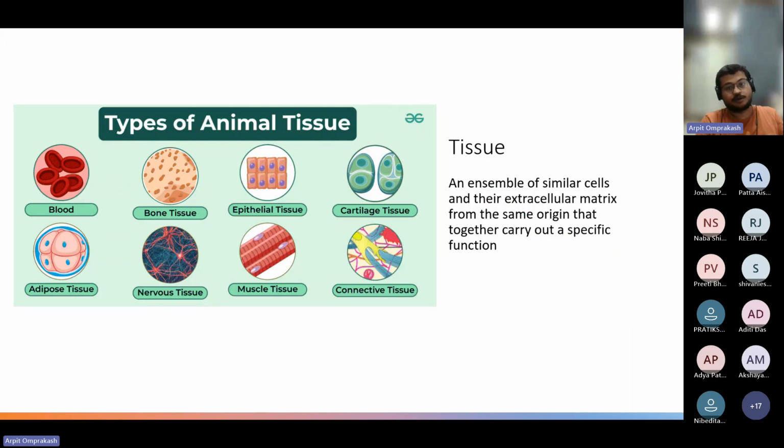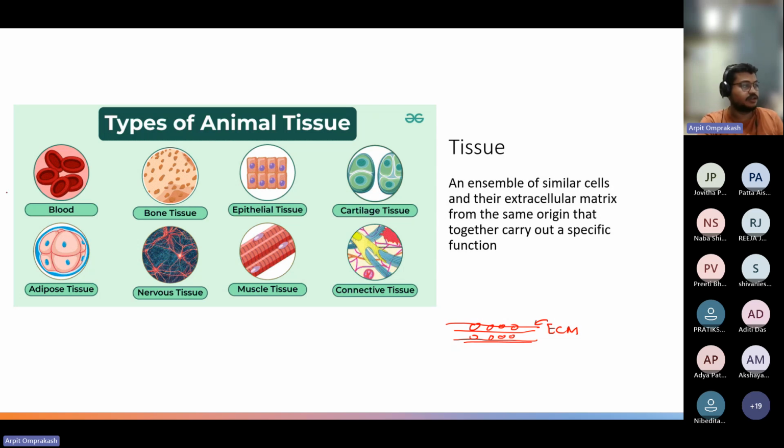Cells then combine together to form tissues. Tissues are basically ensembles of similar cells and their extracellular matrices. So a lot of different cells of a similar type are present in some matrix that is outside the cell. This is called the extracellular matrix. And basically, they together carry out a specific function.